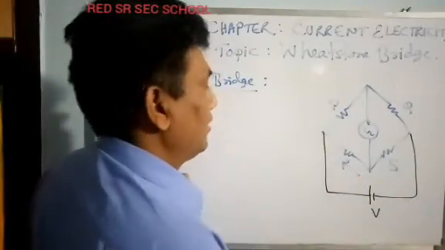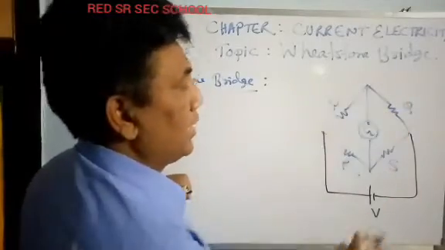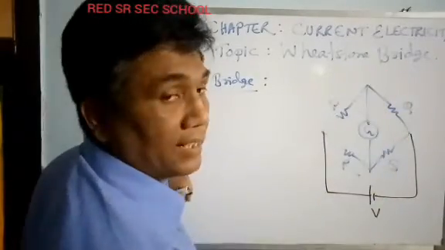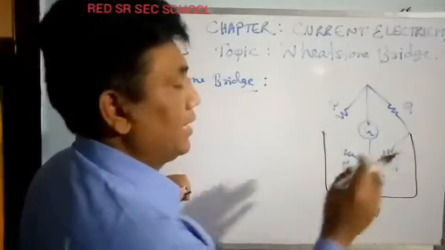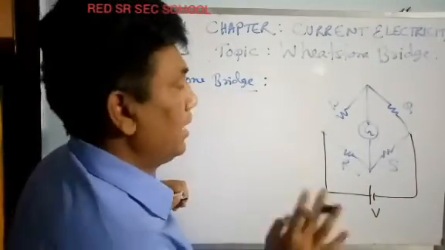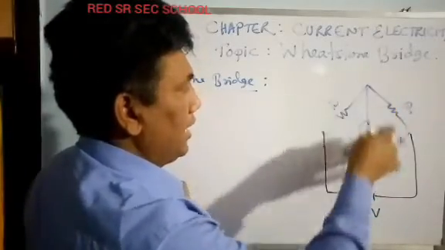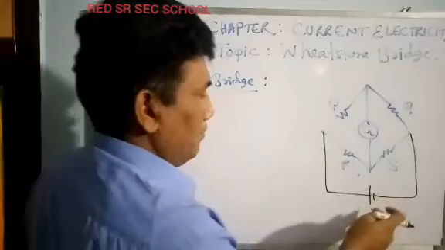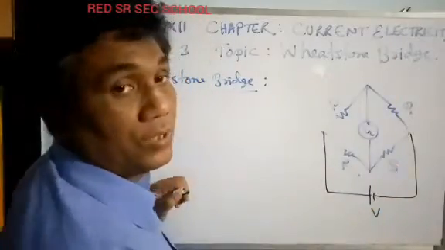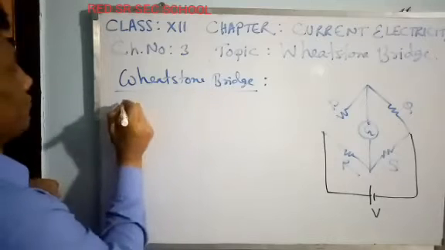This is a cell. So it is simply a quadrilateral network of 4 resistors P, Q, R, S, in which one diagonal is connected by a galvanometer, another diagonal is connected by a cell. It is simply a Wheatstone bridge. Even you can put the galvanometer in this diagonal also, and the cell in the other diagonal. You can interchange also, no problem. Okay, you please write down the definition.